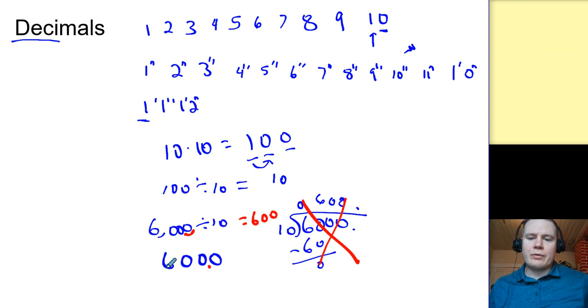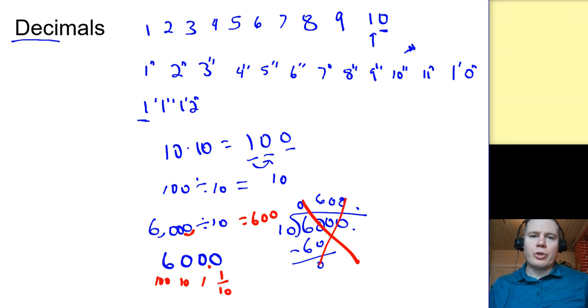So now instead of this being in the thousands, it's in the hundreds. Instead of this 0 being counting hundreds, now it's counting tens. 100 divided by 10 is 10. This 0 was in the tens spot. 10 divided by 10 is 1. This 0 was in the 1 spot. 1 divided by 10 is 1 divided by 10.